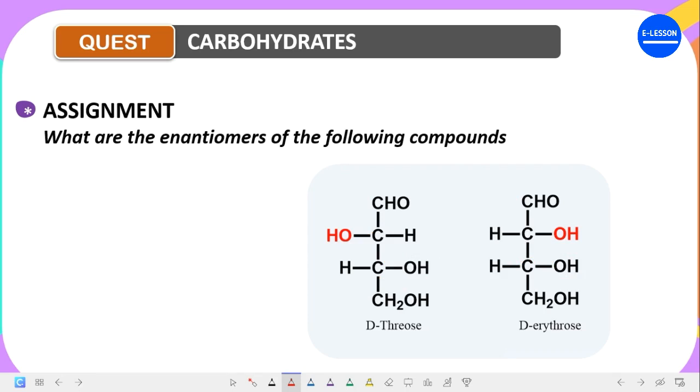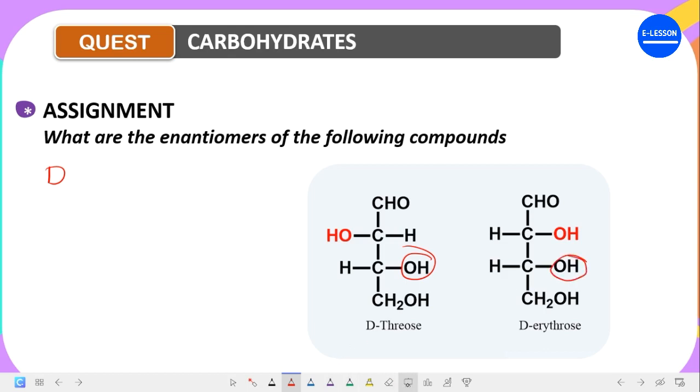What are the enantiomers of the following compound? You have D-triose and D-erythrose. All you need to do is give me their enantiomers. That means you give me the D form. This is already D form. Of course, everybody knows. Why? This OH is here. This is also D form. OH is here. Are you getting it now?